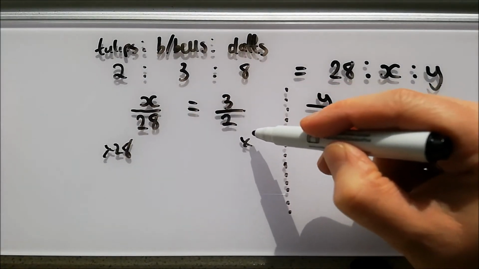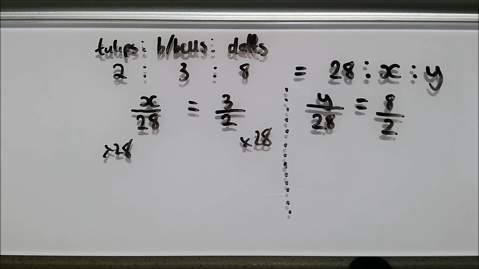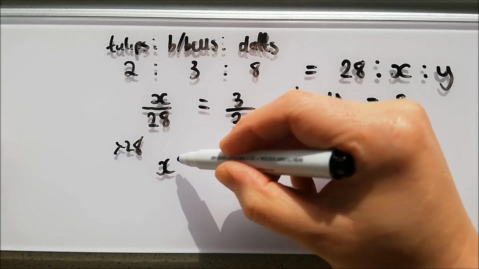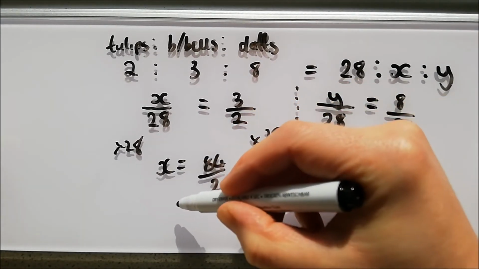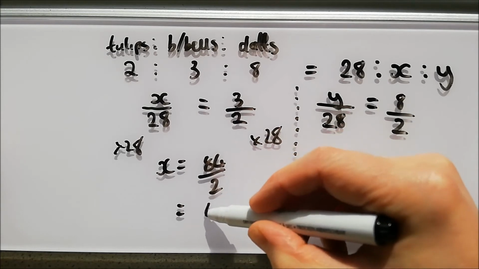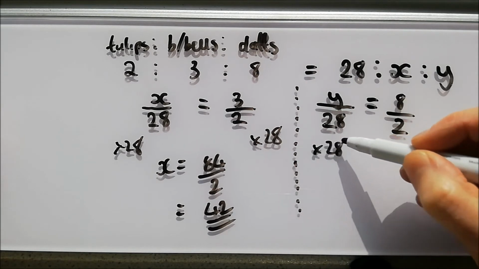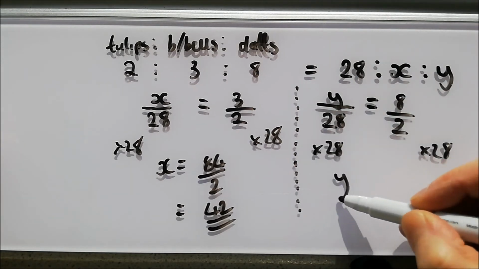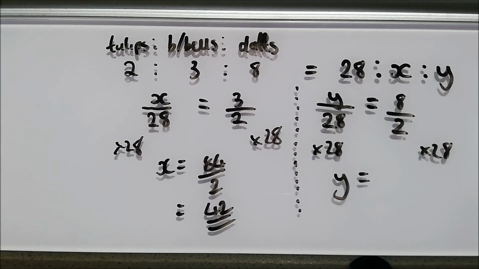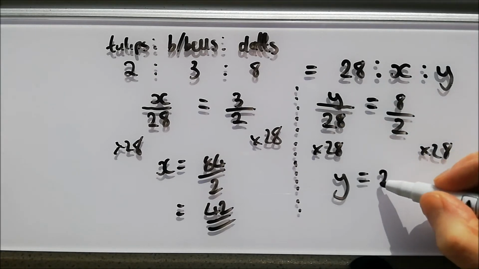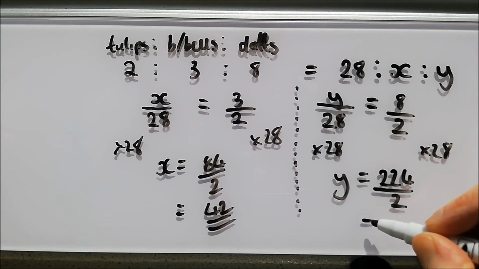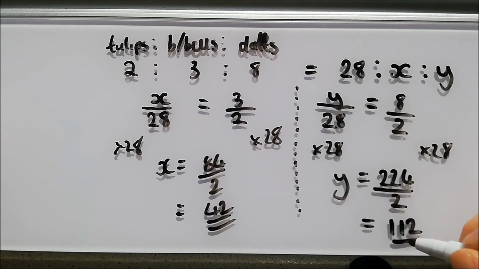I'd times by 28 there and there. Don't know what 28 times 3 is, so I'm just going to pop it in the calculator. So X would equal 84 over 2, which would give me an answer of 42 for the bluebells, same as before. I would times by 28 there to give me Y equals 28 times 8 is 224 over 2, which would give me the same 112 daffodils that I had before. So of course I get the same solutions but using different methods.